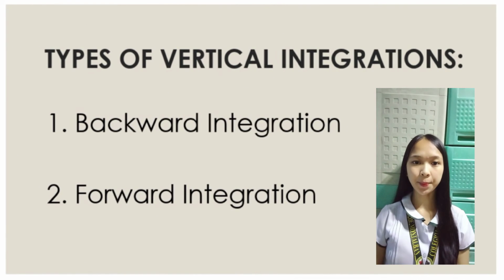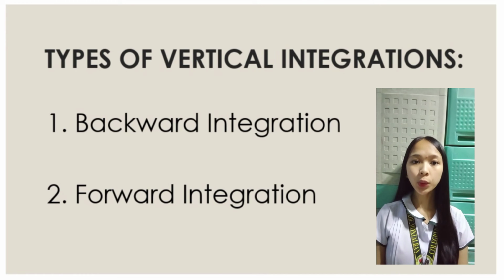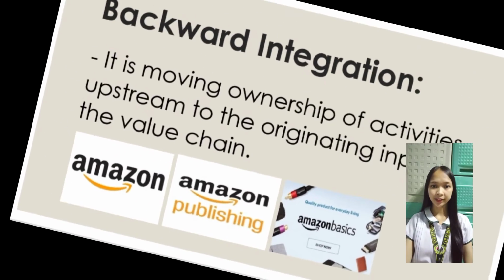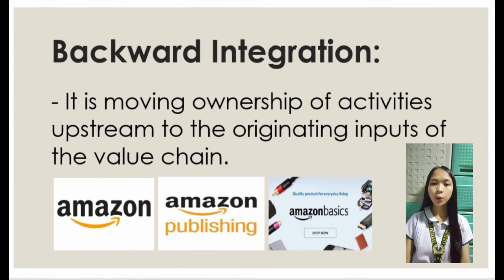So the next topic is about the types of vertical integration along the industry value chain. We all know that there are varying degrees of vertical integration. In general, there are two types of vertical integration: backward vertical integration and forward vertical integration. The first type is backward vertical integration. It is moving the ownership of activities upstream to the originating inputs of the value chain.